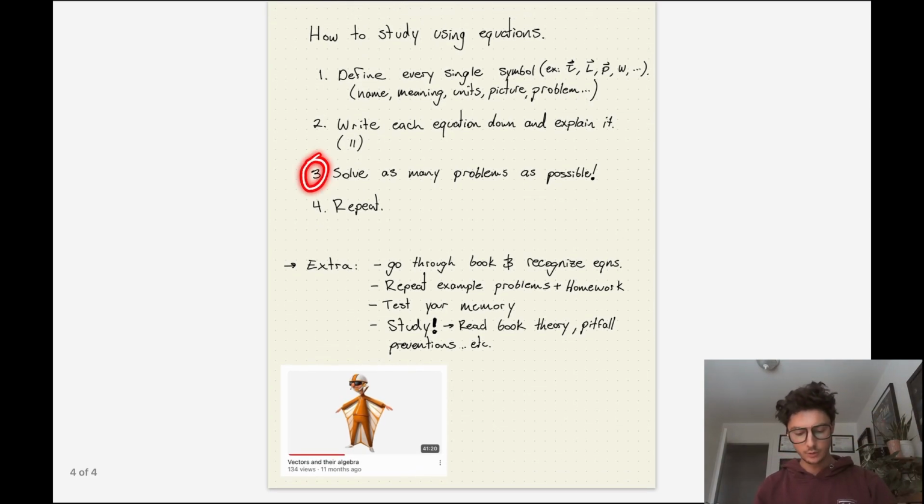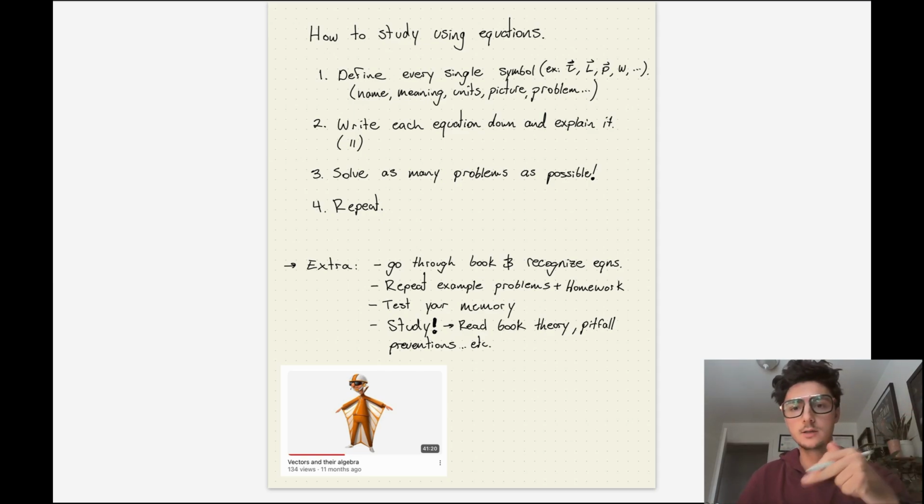Nice. Then we go to the problem. Solve as many problems as possible. There are many examples done in the book. They break down the problem. They say how to think about it, what equation to use. A lot of the time, this is one strategy of doing it, but there are different strategies because there are different equations. So solve as many problems as possible by yourself.